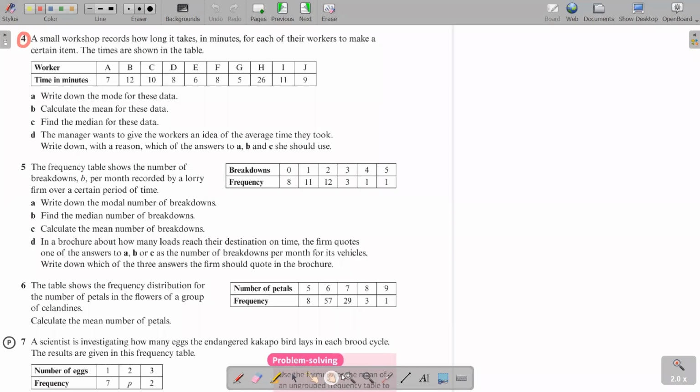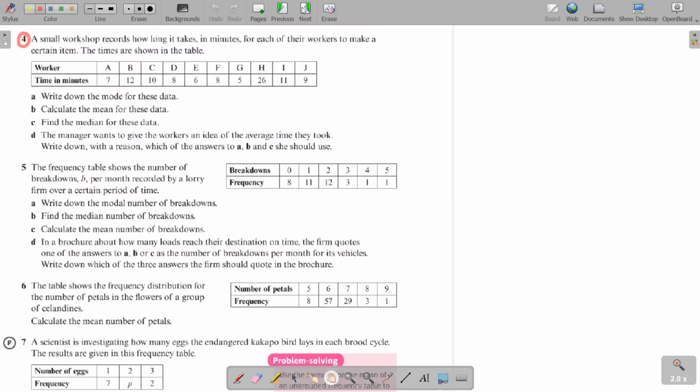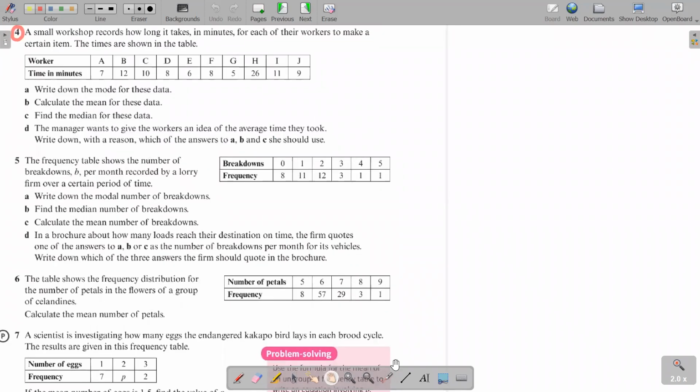Okay, so we'll go to question number 4 in exercise 2B. A small workshop records how long it takes in minutes for each of their workers to make a certain item. The times are shown in the table. You can see they have given the worker names as A, B, C, D, E, F, G, H, I, J, and the time that each worker took to complete the task in minutes is given in this table. Write down the mode for these data.